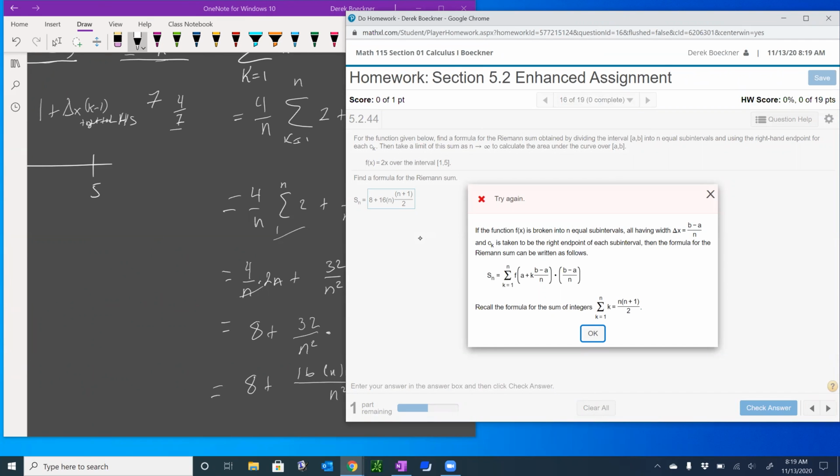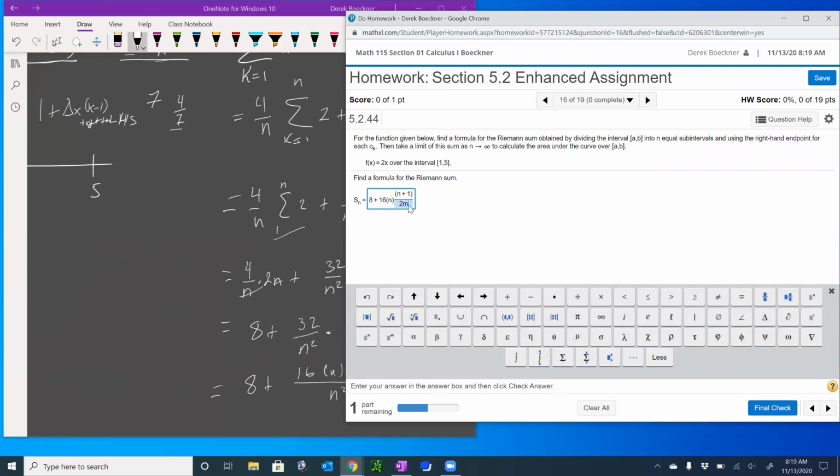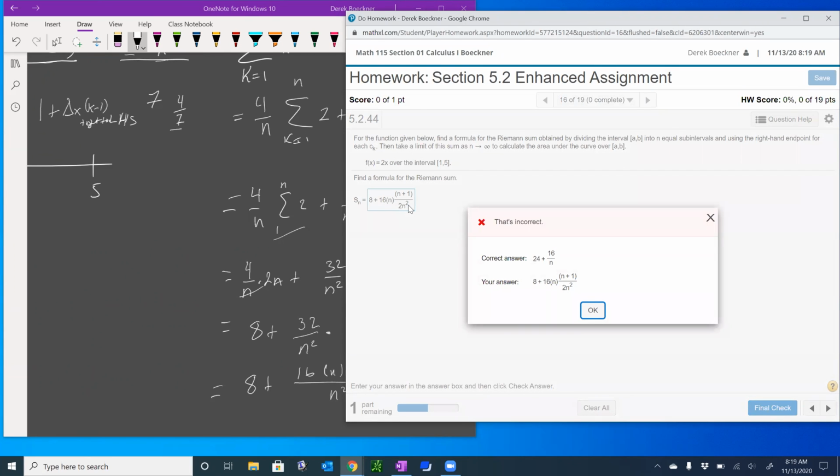Really? Apparently the book has questions on my algebra. Oh, I didn't put an n squared in the denominator. That's why. There we go. And then I didn't simplify the n's. Great. And yeah. Okay.